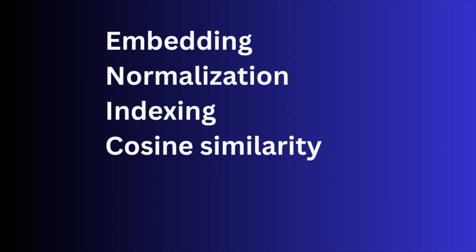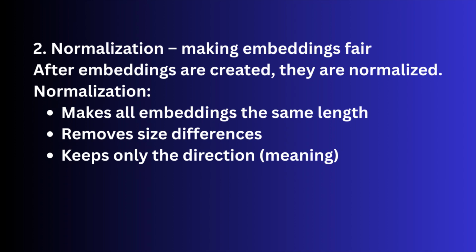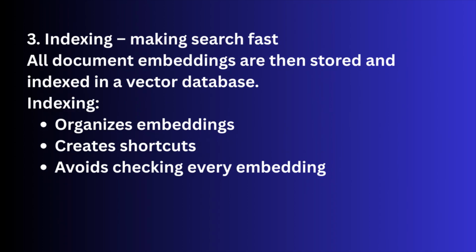Now we can check these terms again: embedding, normalization, indexing, cosine similarity. How it works in RAG. Embedding: turning text into meaning, basically documents into embeddings and the user question into an embedding. Normalization: making embeddings fair. After embeddings are created, they are normalized, which makes all embeddings the same length, removes size differences, keeps only the direction. Indexing: making search fast.